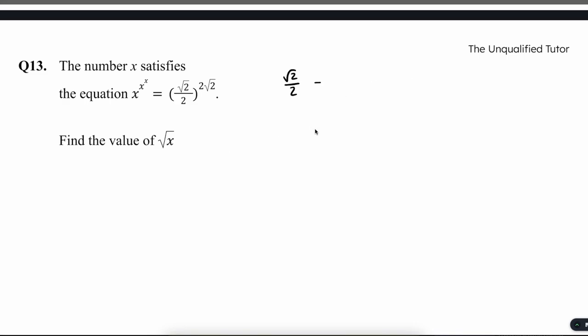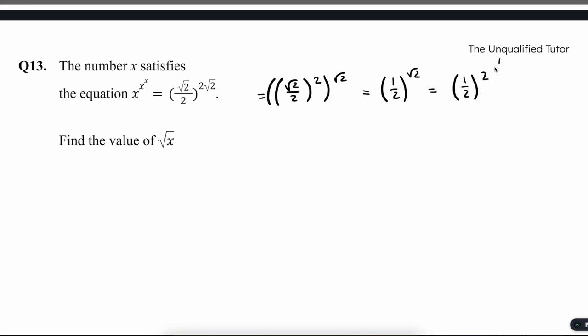So instead of doing that, I'm going to do root 2 over 2 squared, and then put it to the power of root 2. The reason I'm doing that is because root 2 over 2 squared gets rid of the surds here. So that's 2 over 4, which is 1/2. It'll be helpful if you use a pencil for this, because you'll need to rub out a lot. And then to the power of root 2, which is 1/2 to the power of 2 to the power of 1/2, which is indeed a power tower with no surds in it.